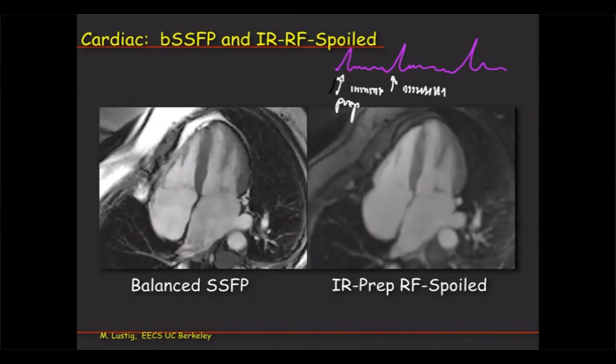And of course, if you wanted to get the contrast to stay the same, you would have to repeat the prep much faster, pretty much, because 1 second is actually too long to repeat the prep. Does that make sense?